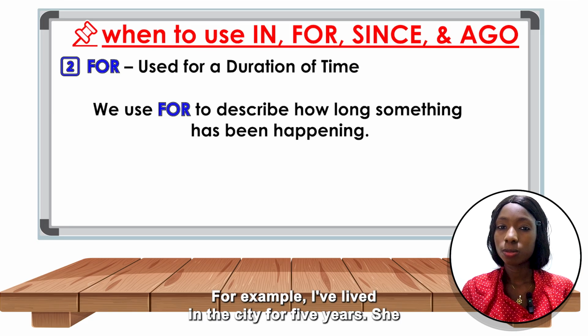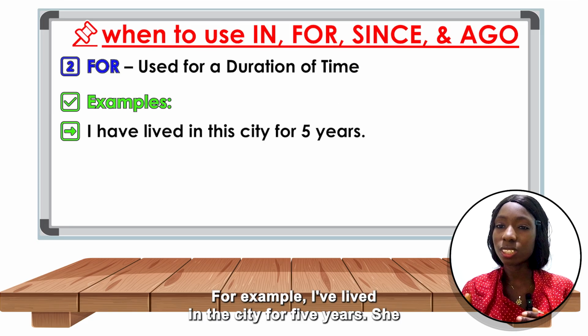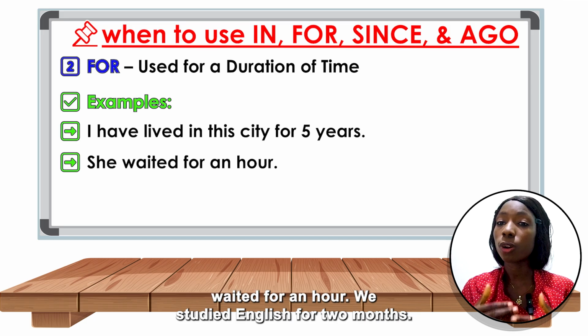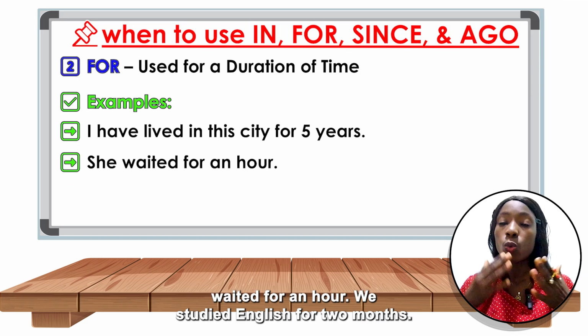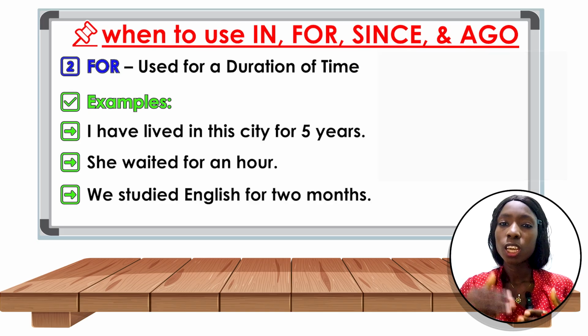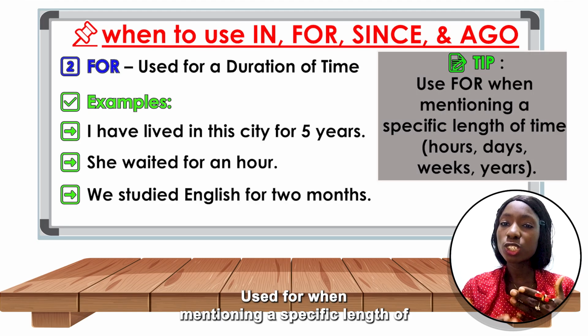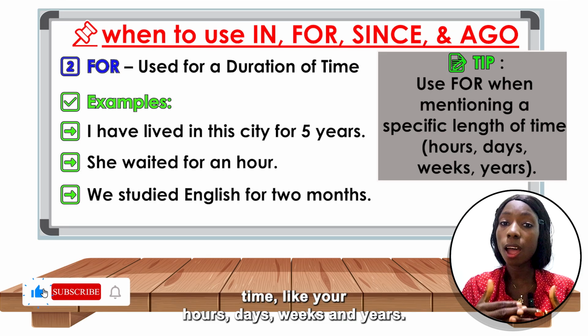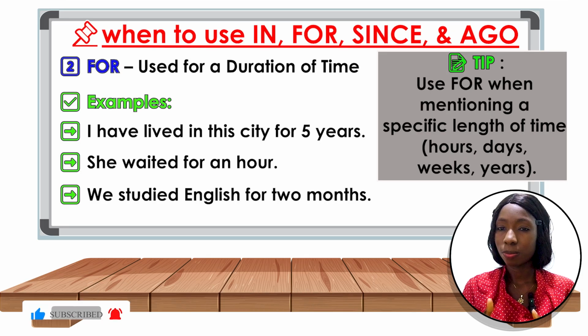For example, I've lived in the city for 5 years. She waited for an hour. We studied English for 2 months. Use for when mentioning a specific length of time, like hours, days, weeks, and years.